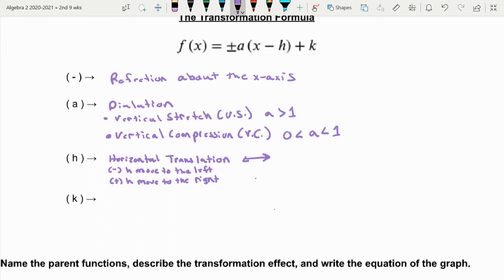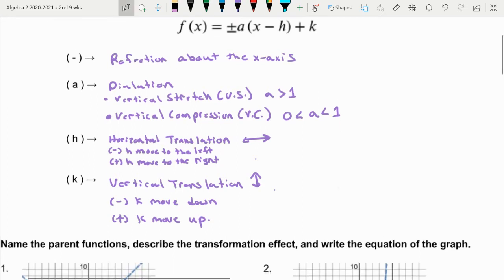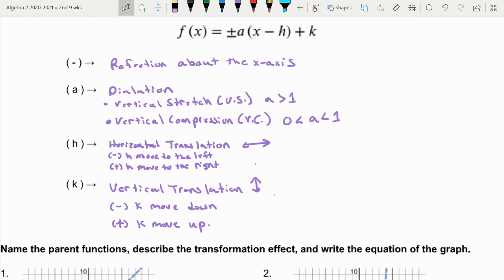Okay, now k value. It's also a translation, but a vertical translation. Don't get translation mixed up with transformation. Transformation is all of these. Translation is just one part of a transformation. So up and down, right? Again, if k is negative, it will move down. And if k is a positive, plus sign, it will move up. Simply stated.